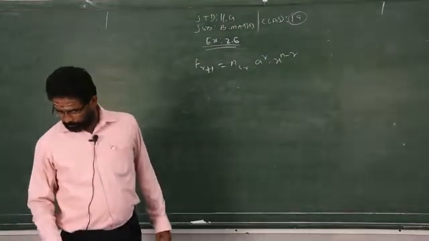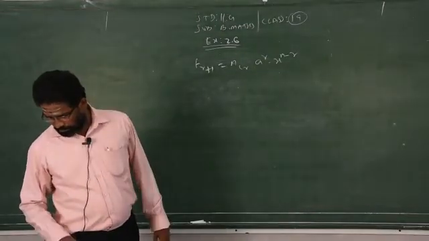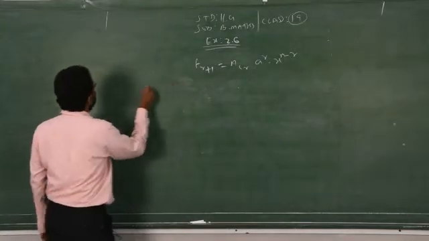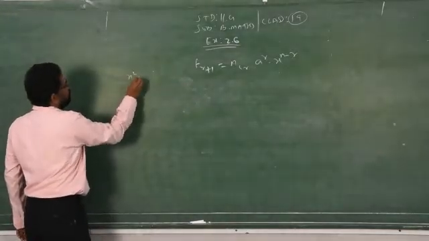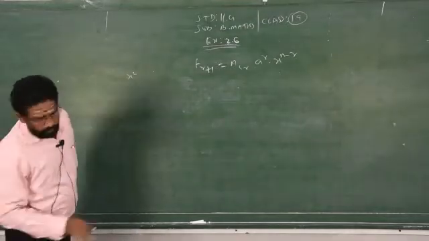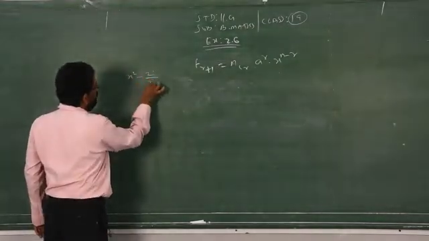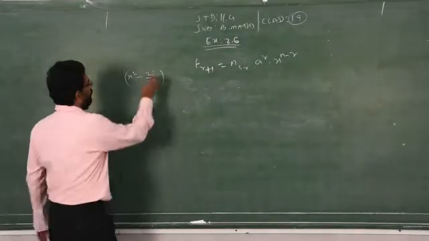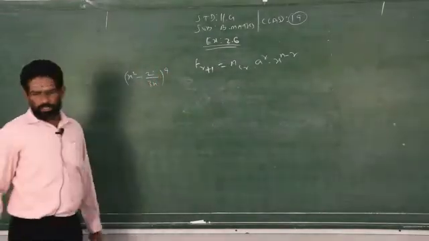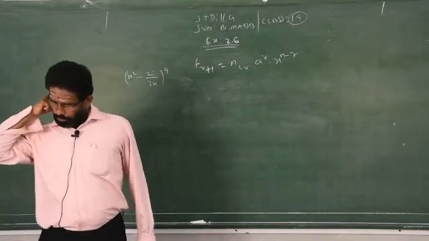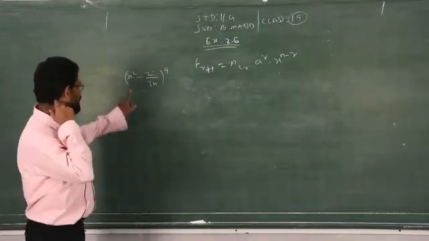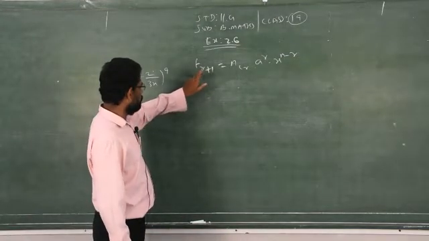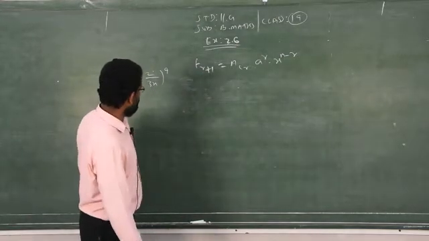Find the term independent of x in the expansion of x square minus 2 by 3x, whole power 9. So, they did not ask us to find the 5th term or 10th term. They only asked us to find the independent term.